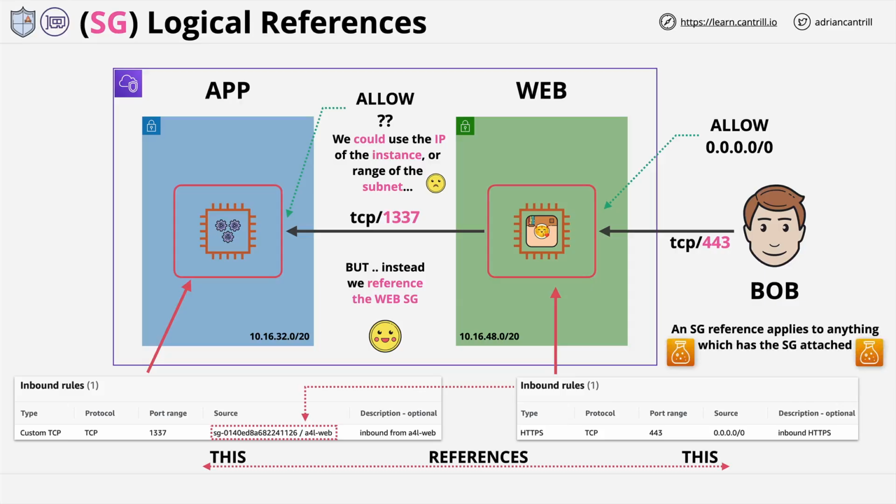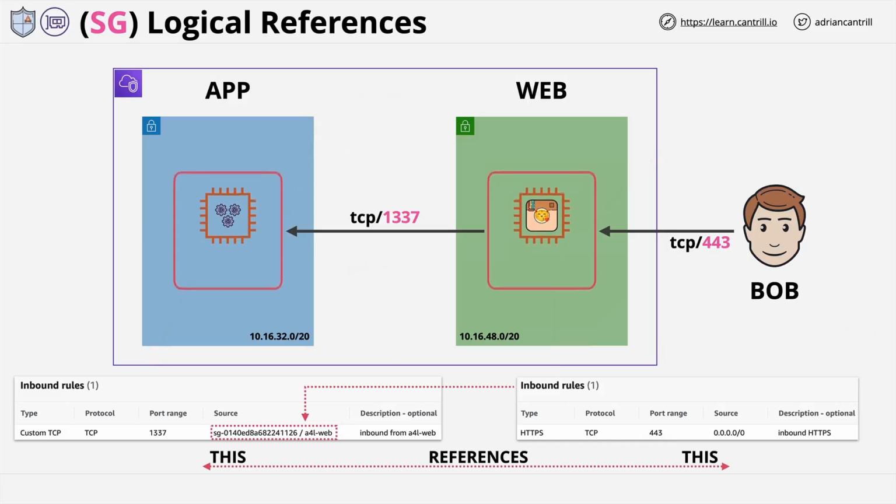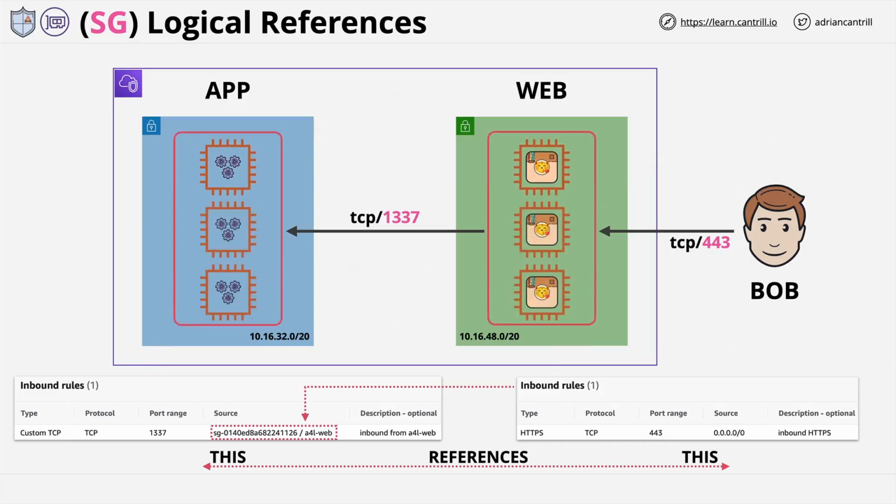Now this means we don't have to worry about IP addresses or CIDR ranges, and it also has another benefit. It scales really well. So as additional instances are added to the application subnet and web subnet, and as those instances are attached to the relevant security groups, they're impacted by this logical referencing, allowing anything defined within the security group to apply to any new instances automatically.